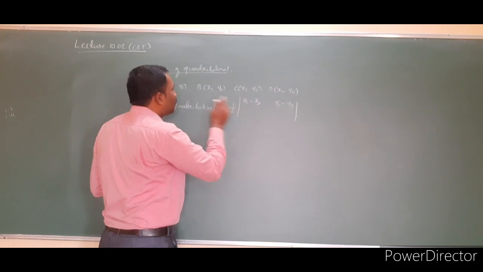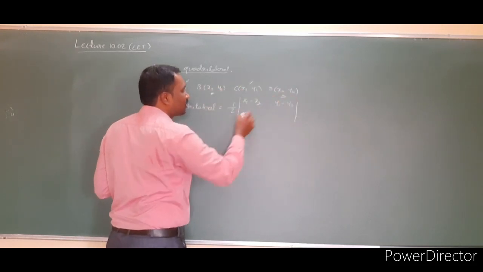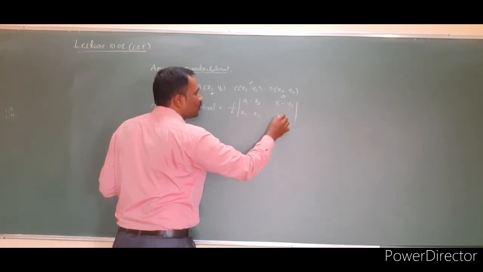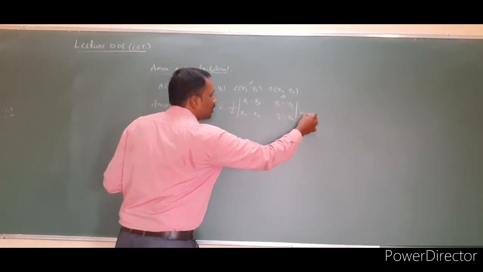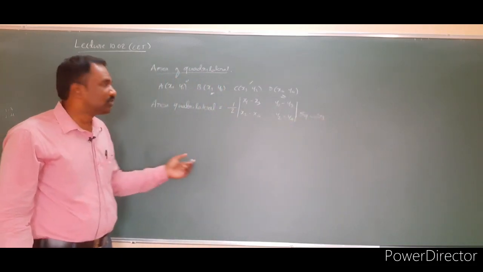The second row: 1 and 3 are over. Now come to 2 and 4, that is x2 minus x4, and similarly the y coordinate, y2 minus y4, square units. This is how we can find the area of the quadrilateral.